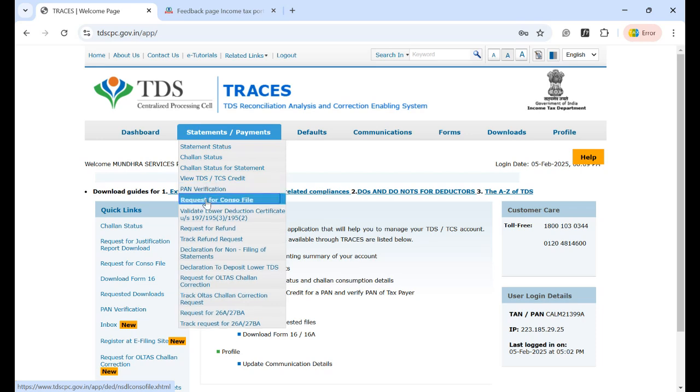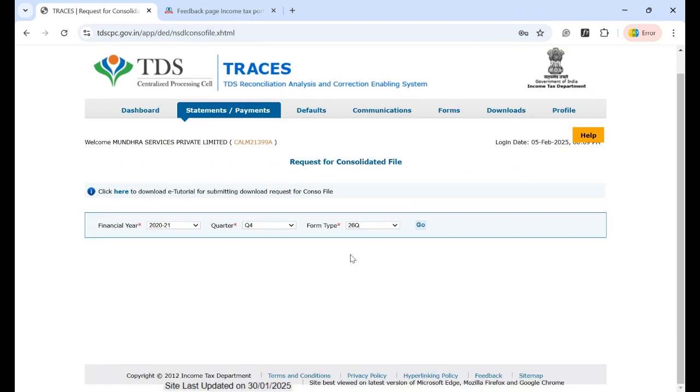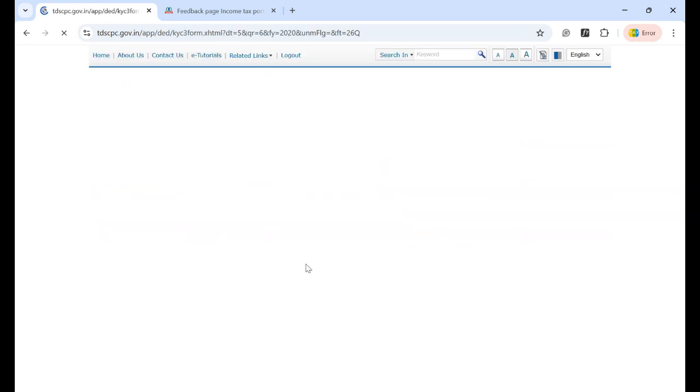How to do this one? We are required to click this one and choose the financial year, etc. Say it would be 2021, quarter four. Say for which TDS return you require the consolidated file. After that, we are required to click go.